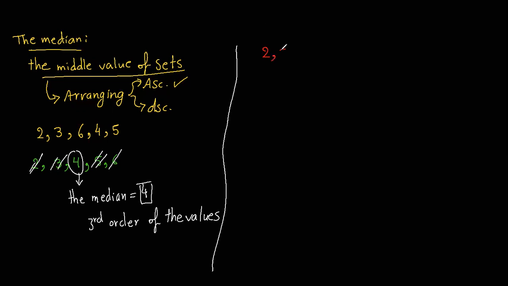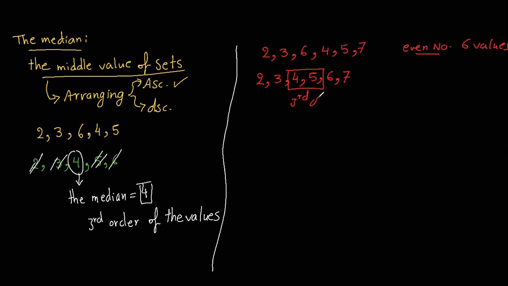for example 2, 3, 6, 4, 5, and 7. The number of values here is an even number, we have 6 values. By making a range 2, 3, 4, 5, 6, and 7, the middle values will be the third and fourth.